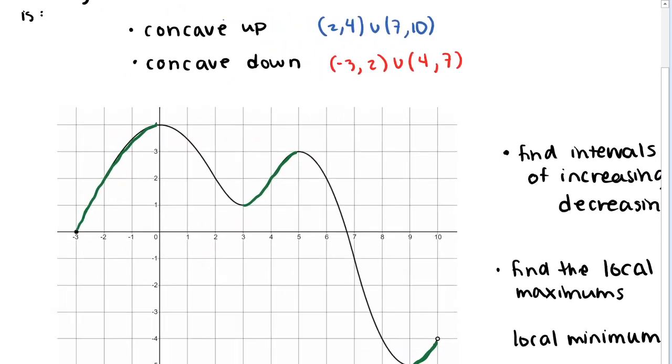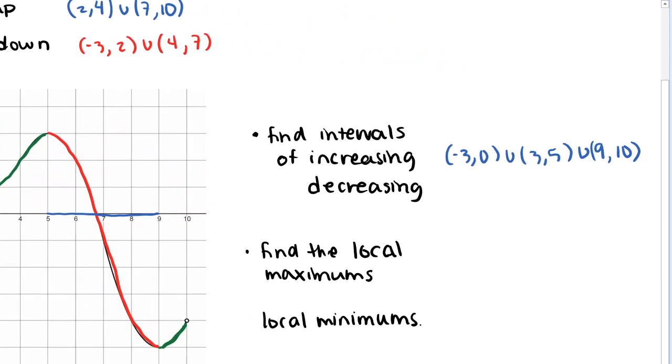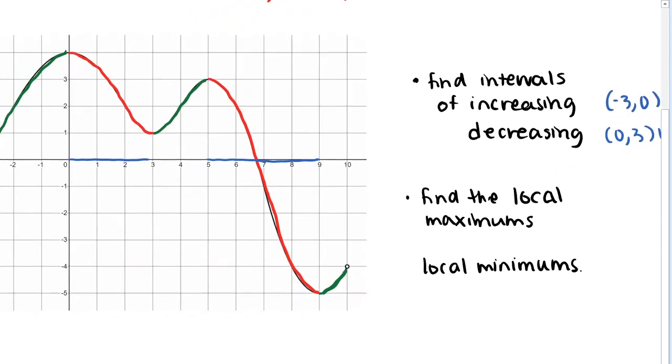What about the intervals of decreasing? Well, those are occurring along this part of the graph here. And so that's happening from input values between 0 and 3 and between 5 and 9. So from 0 to 3, union from 5 to 9. These are intervals in which the function is decreasing.